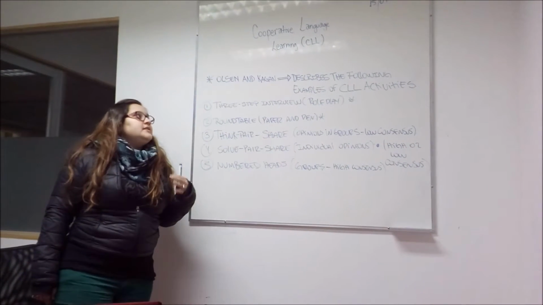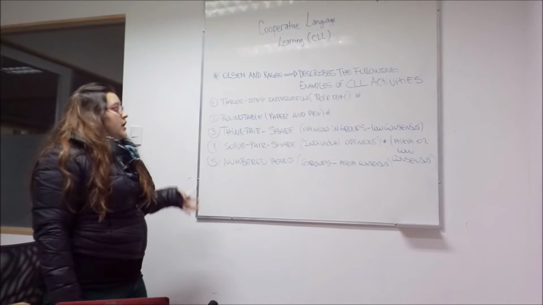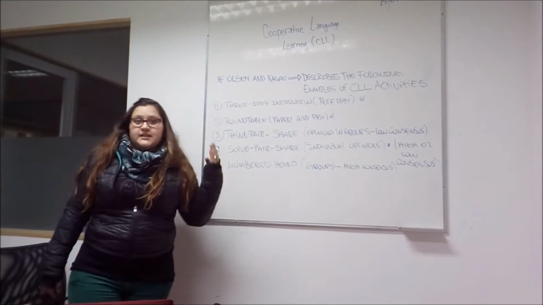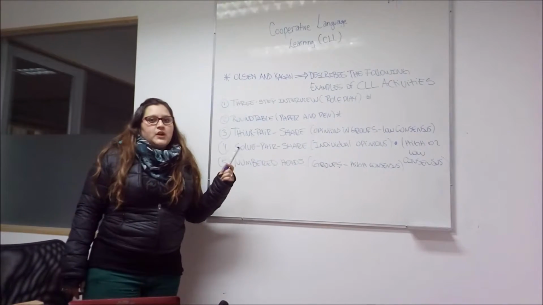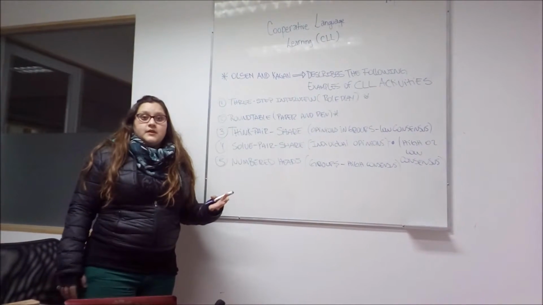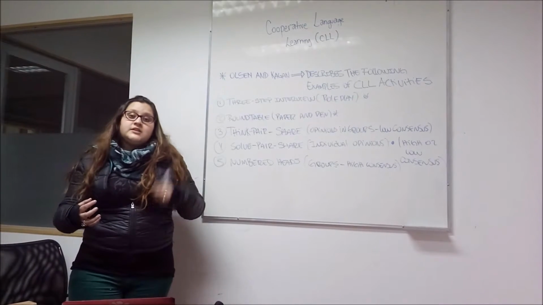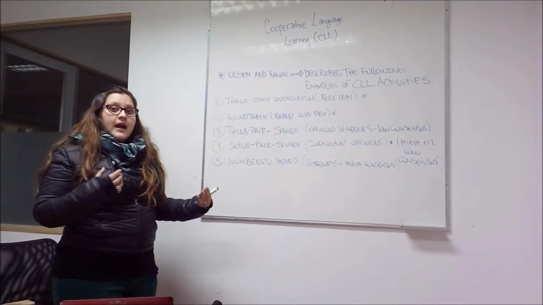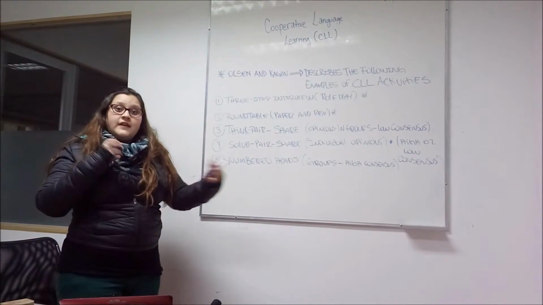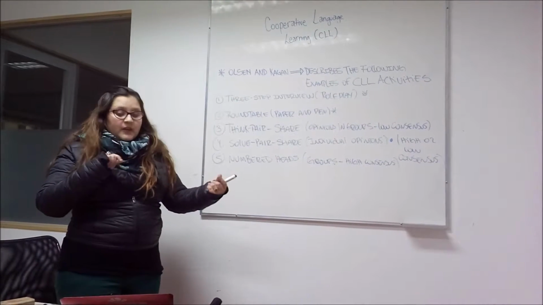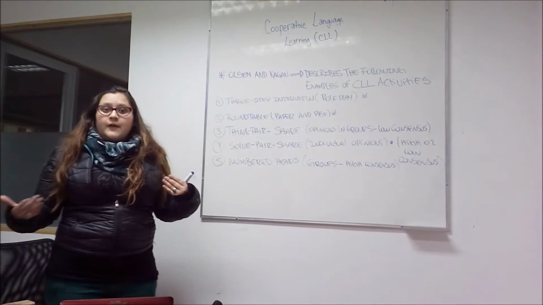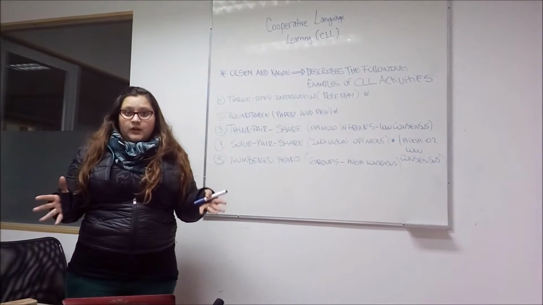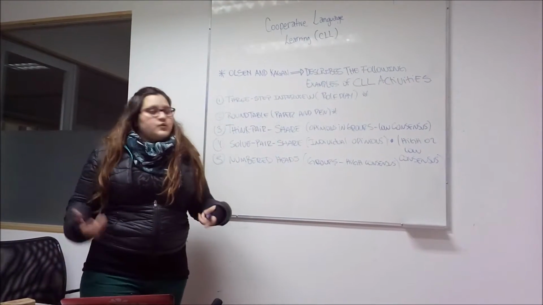Olsen and Kagan describe the following examples of cooperative language learning activities. The first activity is the three-step interview, which is like a role play. We have an interviewer and an interviewee, and they speak about an opinion, and they reverse roles, and each one shares after that with a group of people what they were talking about.